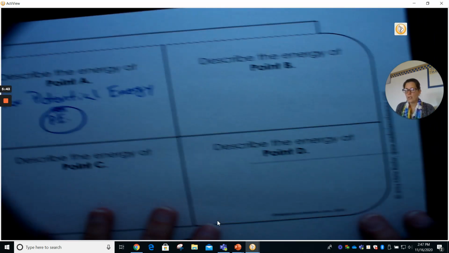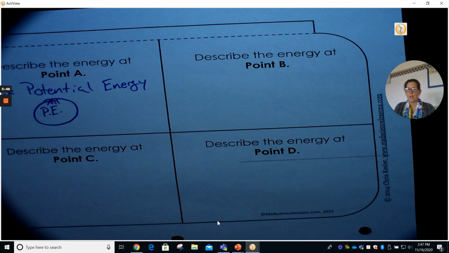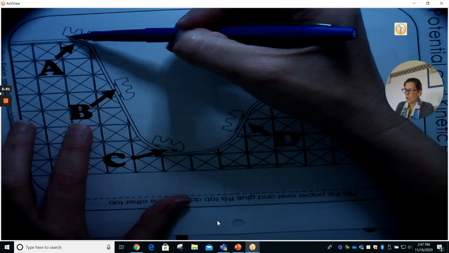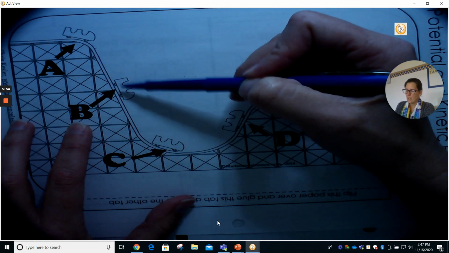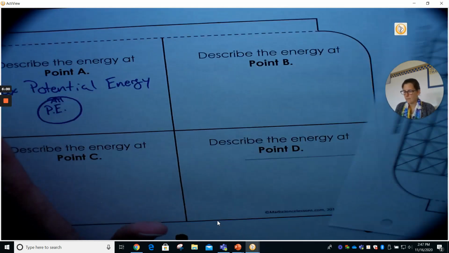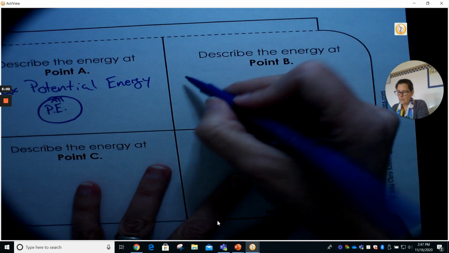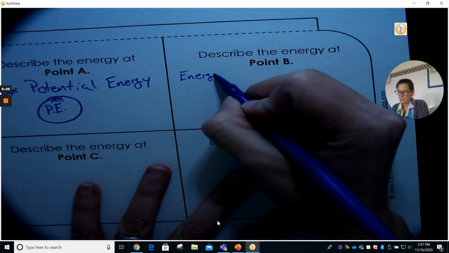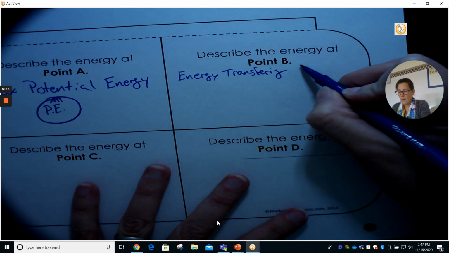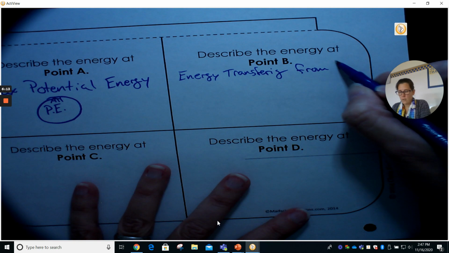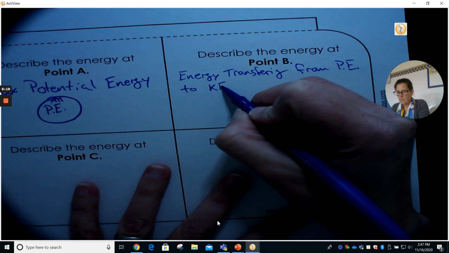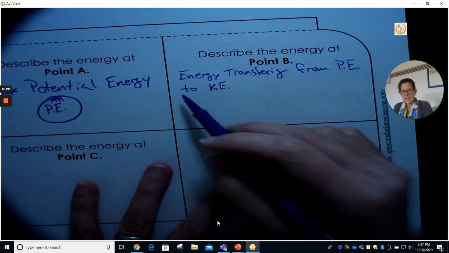Okay, so let's look at point B. We need to describe the energy at point B. So right here at point B, our car is about halfway down the hill. So I think that energy is going to be moving from potential into kinetic energy. So the energy is transferring from potential, so I'm going to put PE, to KE, from potential energy to kinetic energy.